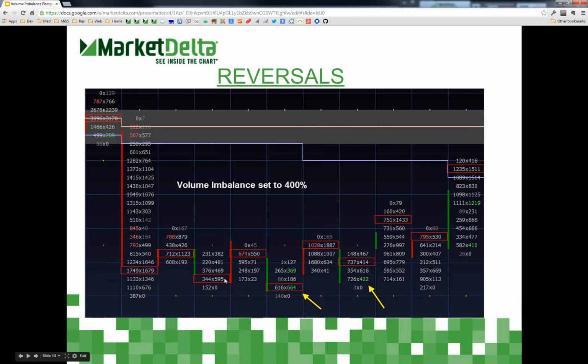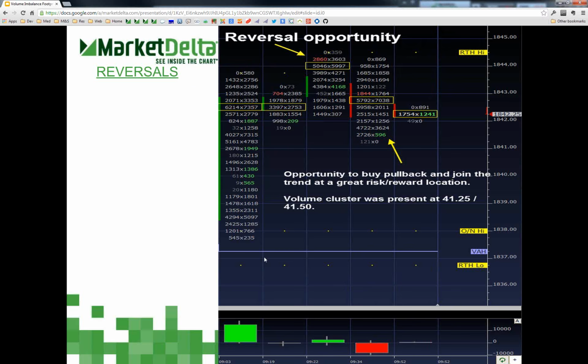Okay, again, these red boxes, that's the high volume price. That's what this is. I know in some of my other charts I had this as a yellow box, but it's red here. Let's move on.